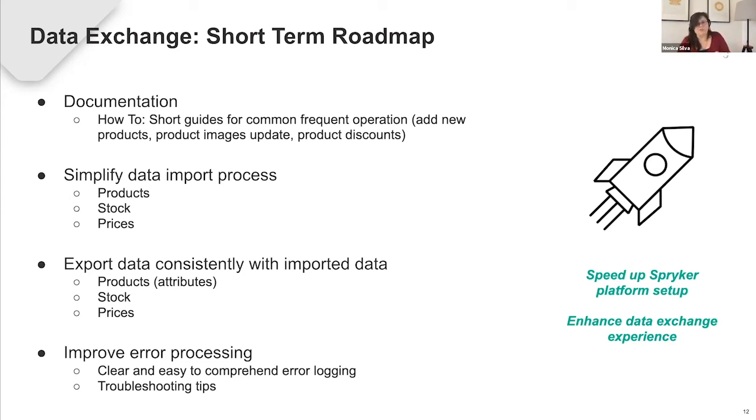Also to evolve the data export capabilities consistent with the imported data, like product attributes, stocks, prices. So all that information that we also need to export. And we also plan in the short term to improve the error process. So to have troubleshooting tips and clearer information, so that we are able to understand faster where the problem is, where it is in the file, is it in the data importer, data exporter, is it in the process, or is it the data? So this is pretty much our short-term roadmap, and that's it.